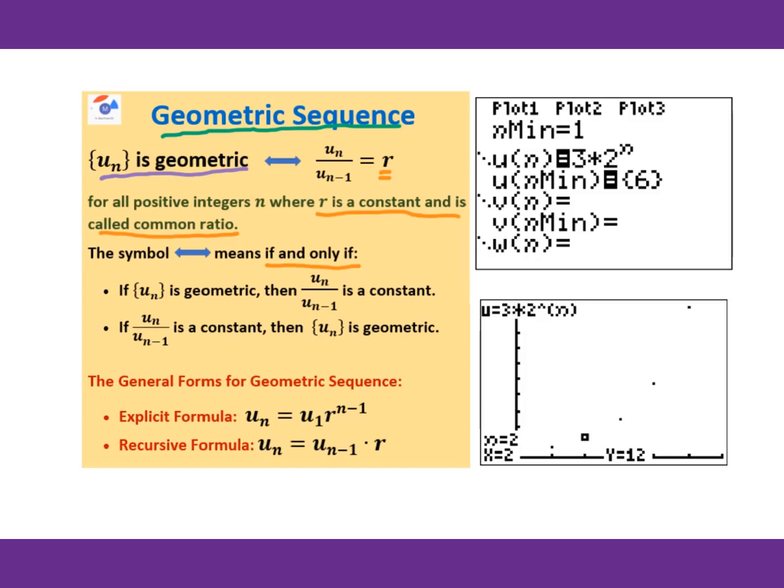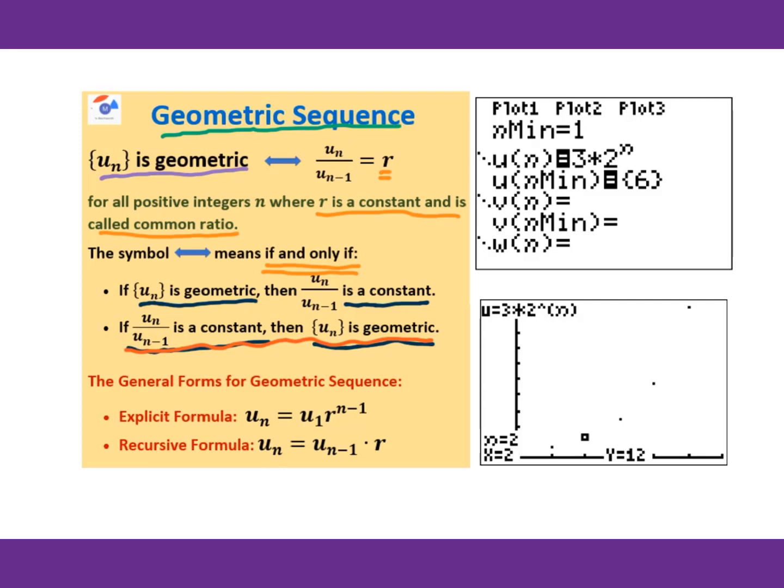This symbol means if and only if. If U sub n is a geometric sequence, then U sub n divided by previous term is a constant. If U sub n divided by previous term is a constant, then U sub n is a geometric sequence. So we normally use this one to prove a sequence is a geometric.